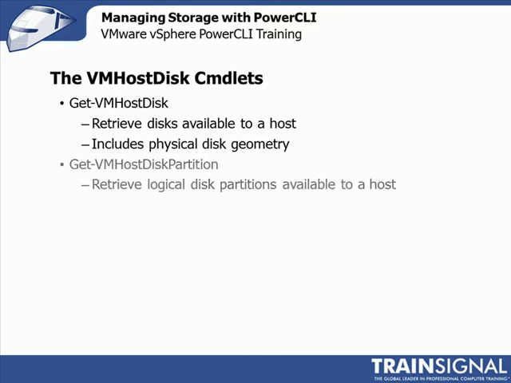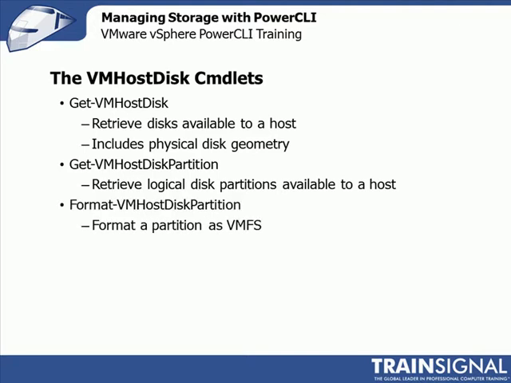Get-VMHostDiskPartition is going to retrieve the logical disk partitions available to a host. Now we're talking about your C drive, your D drive. Of course, these are Linux servers, so it's actually not a C drive at all, but you know what I mean. Then we've got Format-VMHostDiskPartition, and this allows you to take a new partition that's available to an ESX server and format it using the VMFS partition type, which is the native one that comes with vSphere.